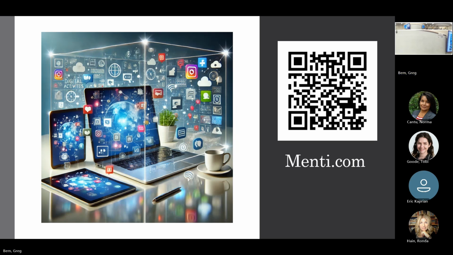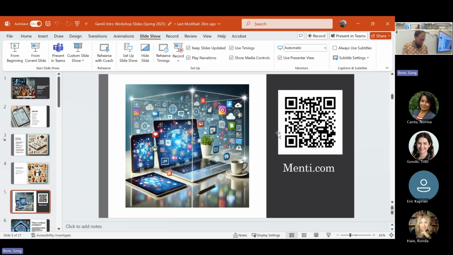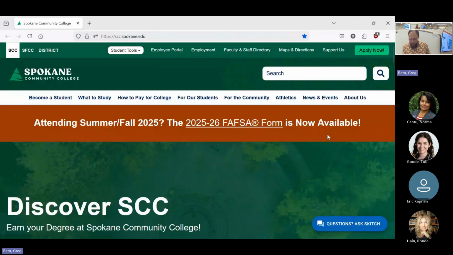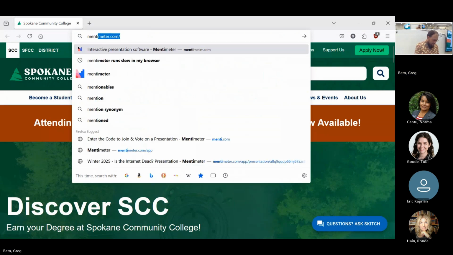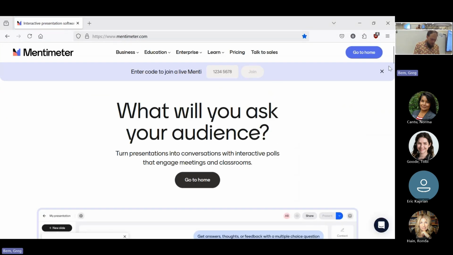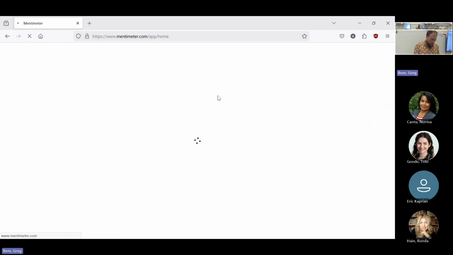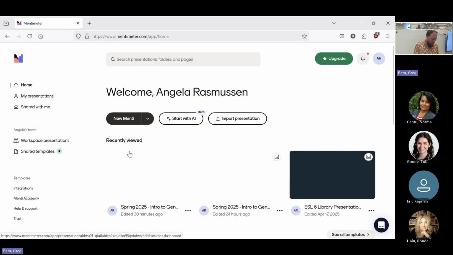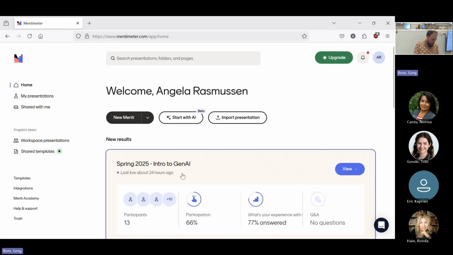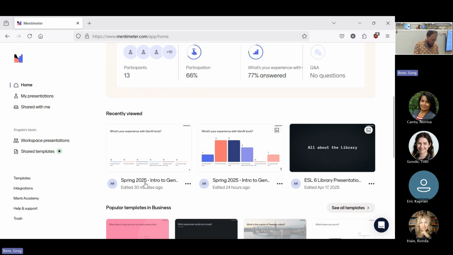MENTI.com. Okay, so actually, I think this code is old. So if you don't mind not using that code, I just realized that that code needs to be updated. So instead, I will put a new code up on the screen when I present here. My apologies, folks, this shouldn't take too long.